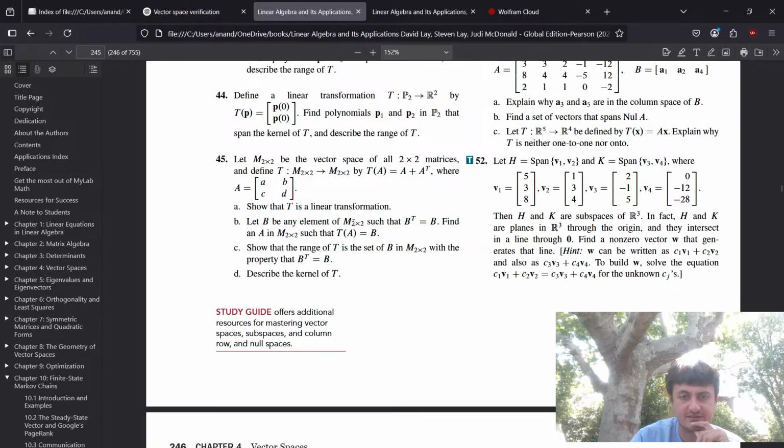Let B be any element of M2 by 2 such that it's equal to its transpose. Okay, so let B be symmetric. So B symmetric, we're going to get like A, B, B, C. And we're trying to find A such that T of A is equal to B. So what we're going to get is A plus A transpose is equal to A, B, B, C.